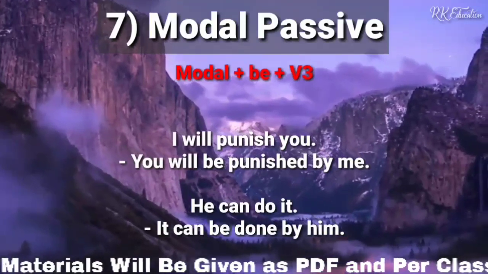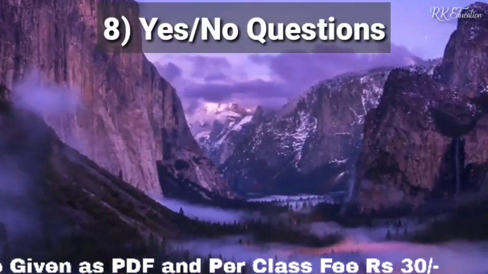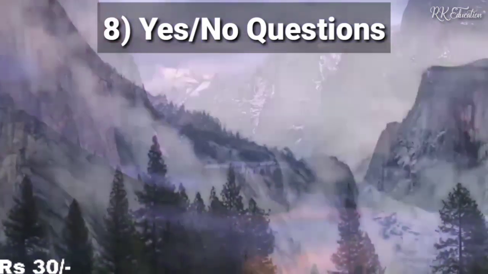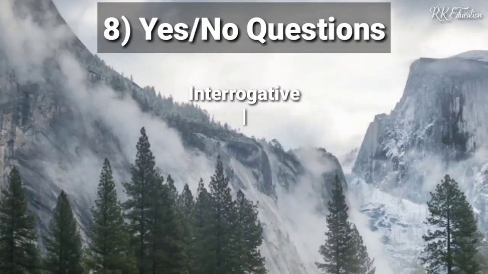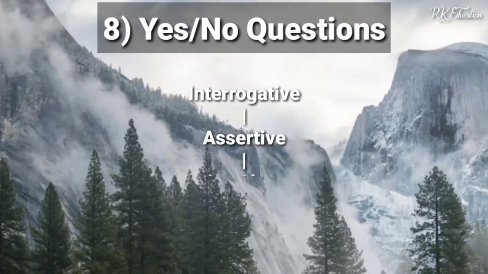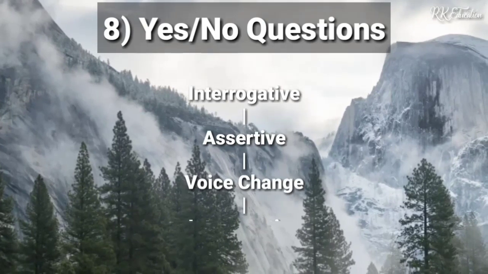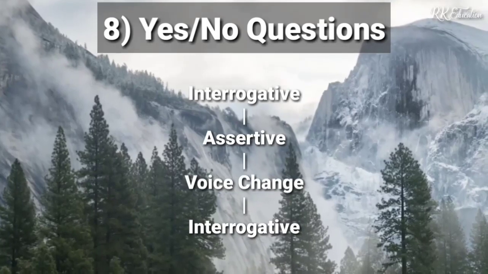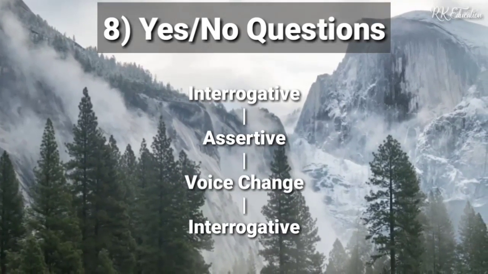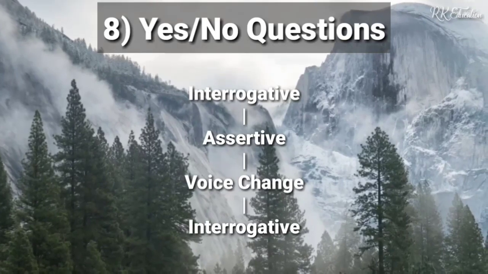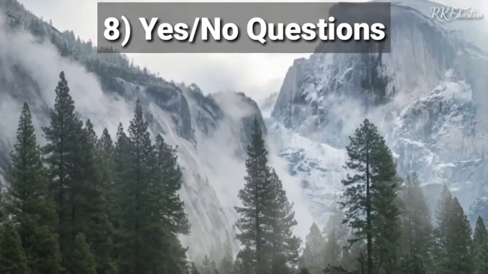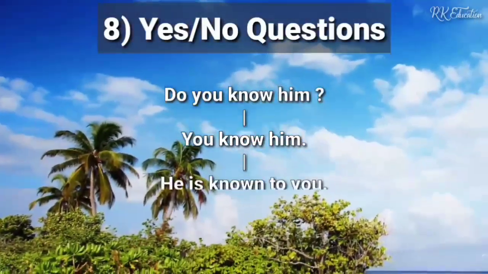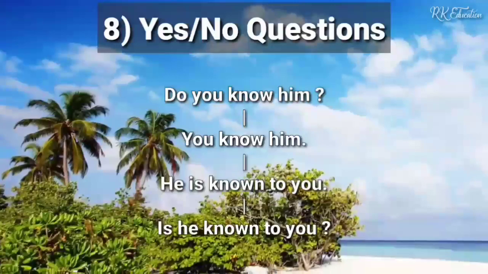The next rule is doing passive of a question. Let's understand the process step by step. First of all, we have to change the interrogative sentence into an assertive sentence. Then we have to change the voice. Then we have to change it further back into an interrogative sentence. But we must remember that we have to write the last step. Let's take an example. Do you know him? You know him. He is known to you. Is he known to you?